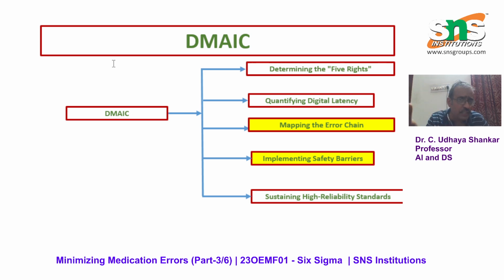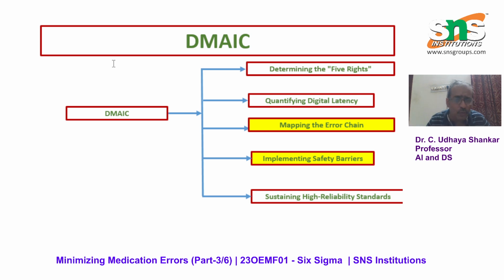So the next stage is the improve stage. In the analyze phase, we were discussing using the FMEA, the failure mode and effects analysis. It assigns a risk priority number to the various steps, and this stage shifts the focus from human error to systematic failure. Whereas now in the improve phase, it is about implementing the safety barriers.